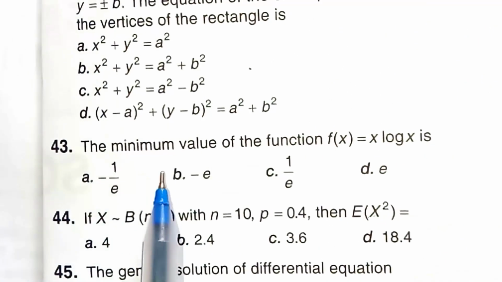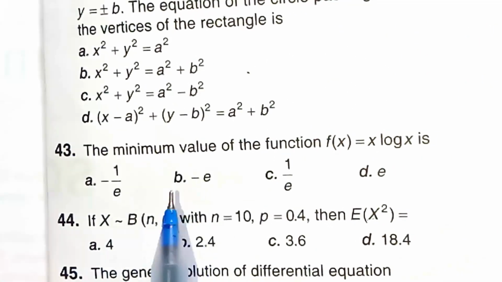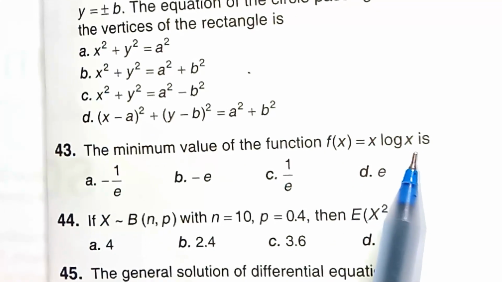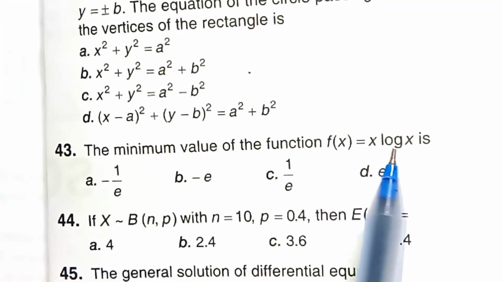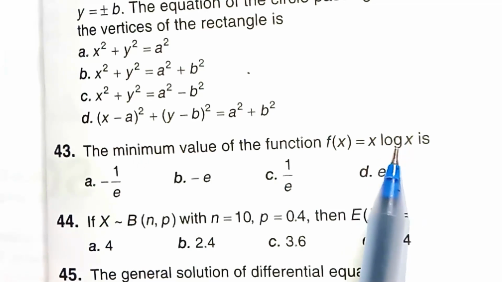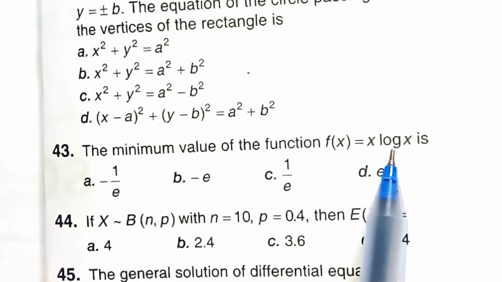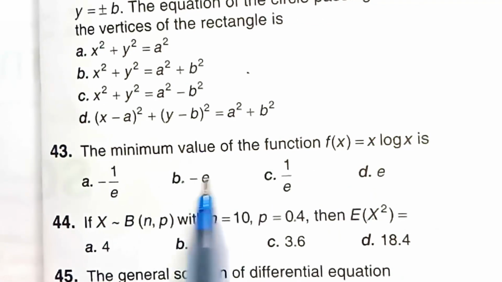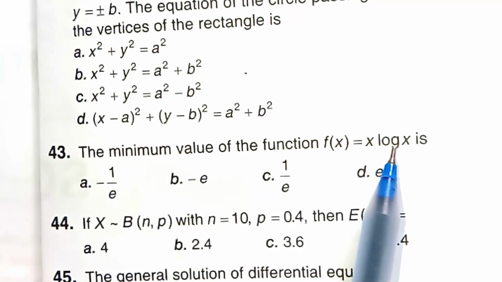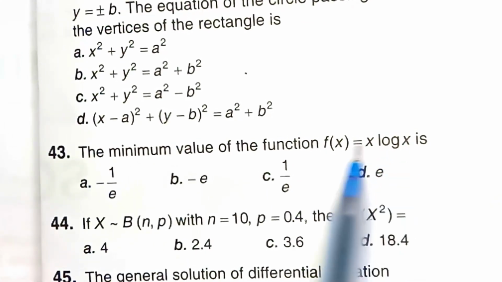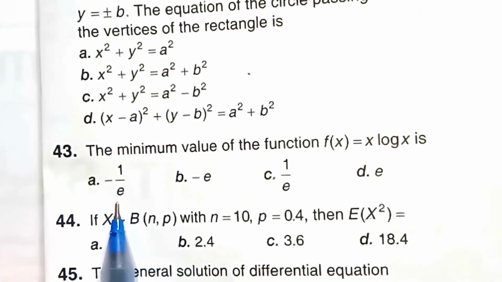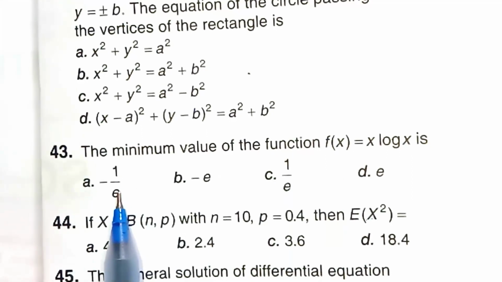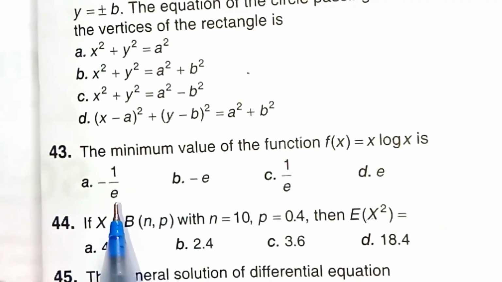So here in question number 43, we are given the question: the minimum value of a function f(x) which is equal to x log x. We want the minimum value for our function, and the function given is x log x, a logarithmic function. We have to find the minimum value, and the minimum value is given in the form of an exponential term. So the function is in the form of a logarithm and the minimum value is in the form of an exponential.